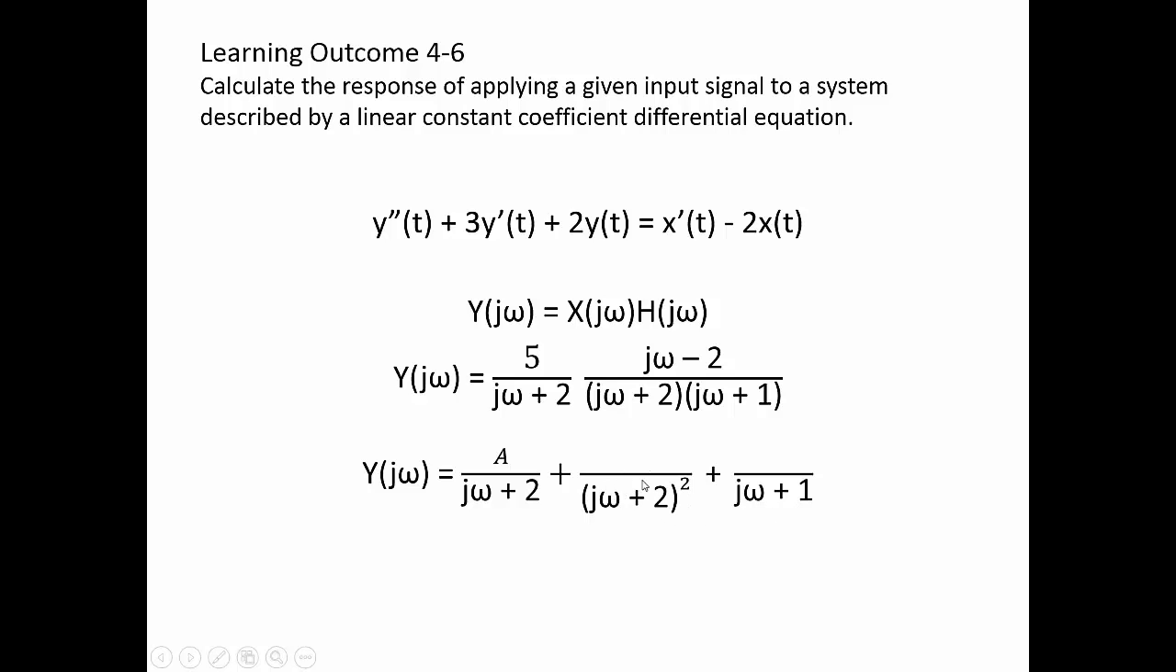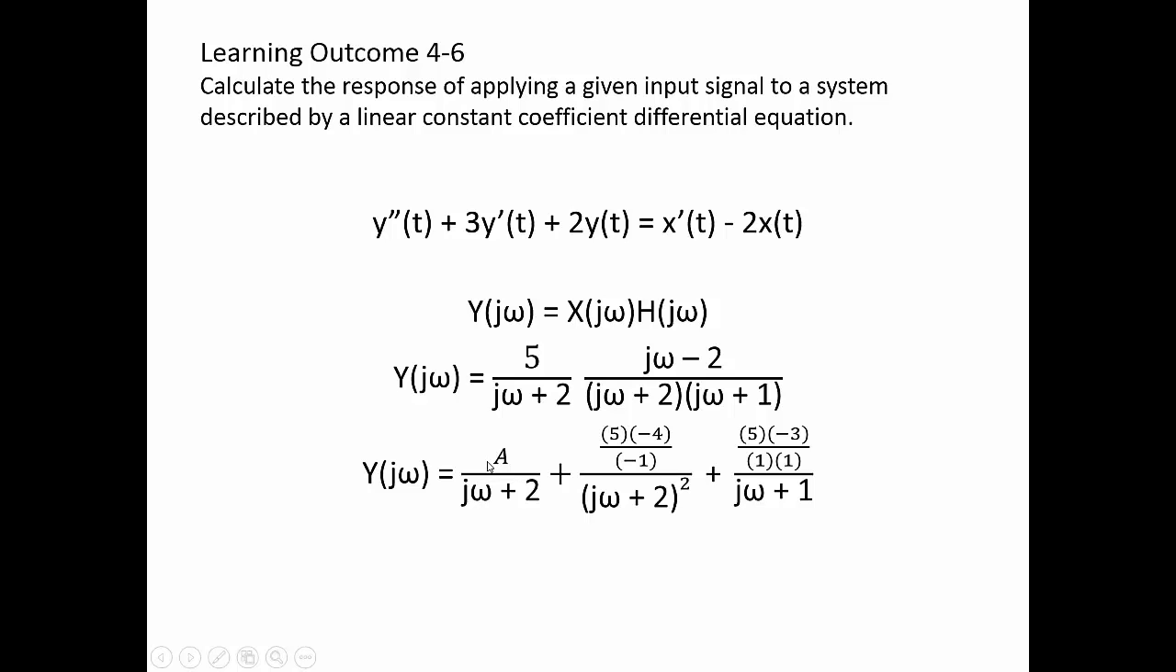Okay, residuals still work for this. What value j omega makes this term go to 0? Substitute that here, here, and here. What value j omega makes this term go to 0? Substitute that here, here, here, and here. Okay, we're 2/3 done. This a term's a bit trickier.